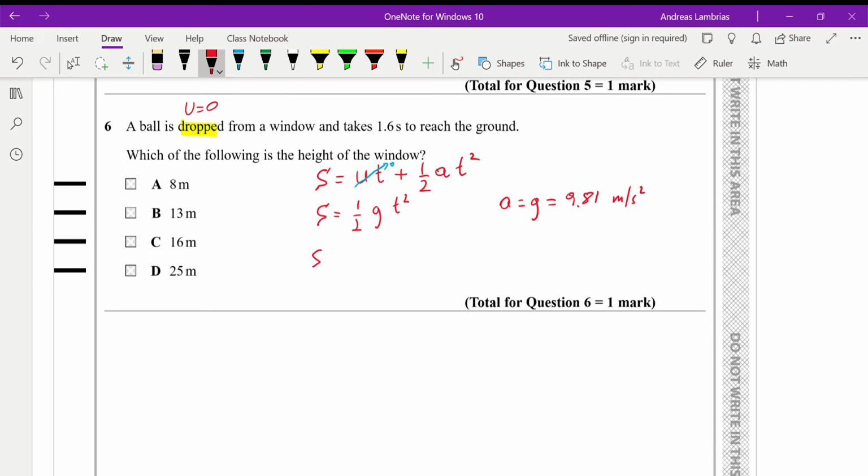So we substitute the numbers: half times 9.81 times 1.6 squared. If you do the calculations, you'll get an answer of 12.56. When you round it, it will be 13 meters. Therefore, it's B.